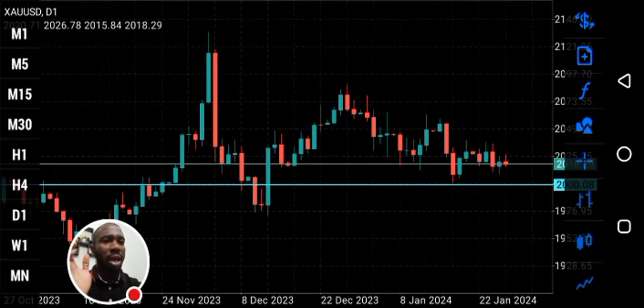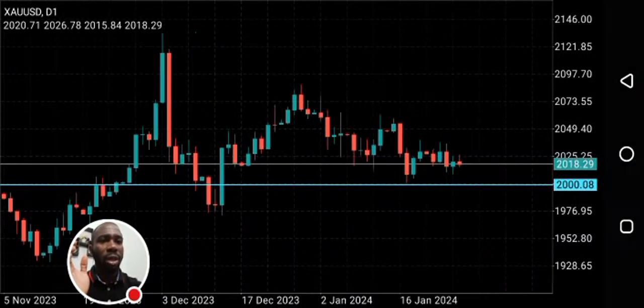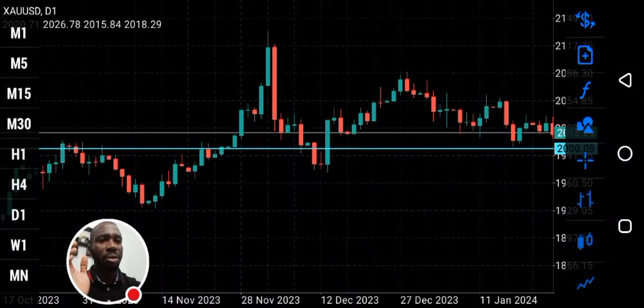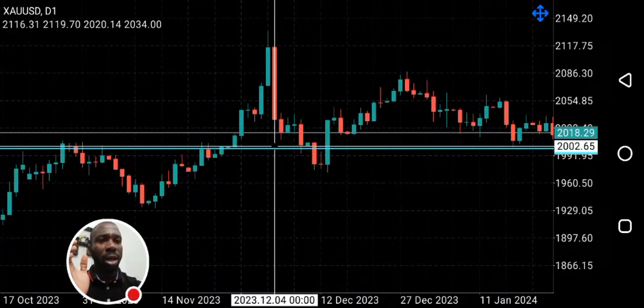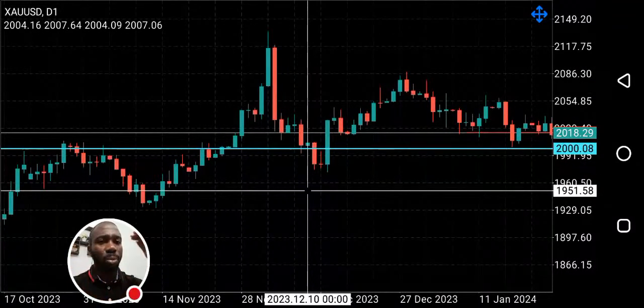Okay, and there was a pullback. For those of you who know what fair value gap is, when there's a breakout or shift in market structure, price is expected to pull back and fill a fair value gap, or price is expected to pull back to a previous resistance level. Simple. Fair value gap or resistance level.